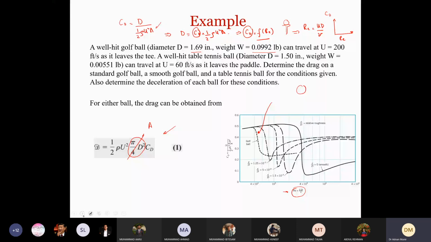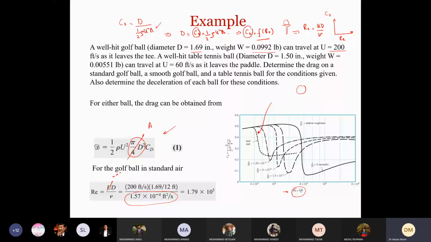Now for the golf ball in standard air, we find the Reynolds number. We are given the incoming flow velocity u, which is 200. Diameter is given as 1.69 inches, which we convert into feet by dividing by 12. The kinematic viscosity will normally be given to you in the exam also. For the ball traveling with air as the fluid, this is the kinematic viscosity of the air that is given here. So from here we can work out the value of Reynolds number.